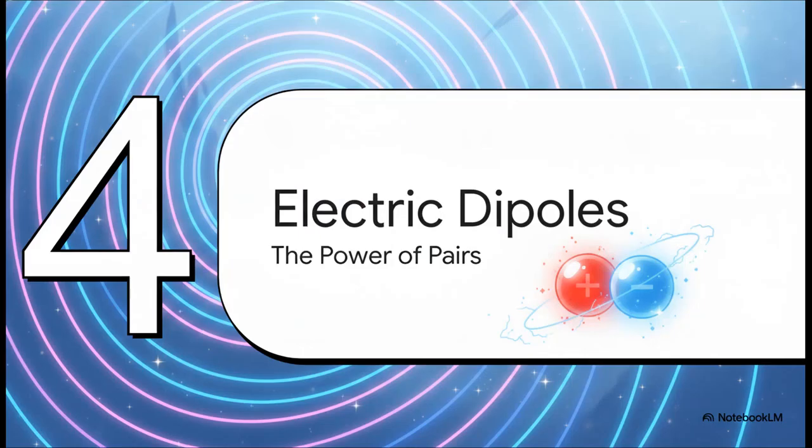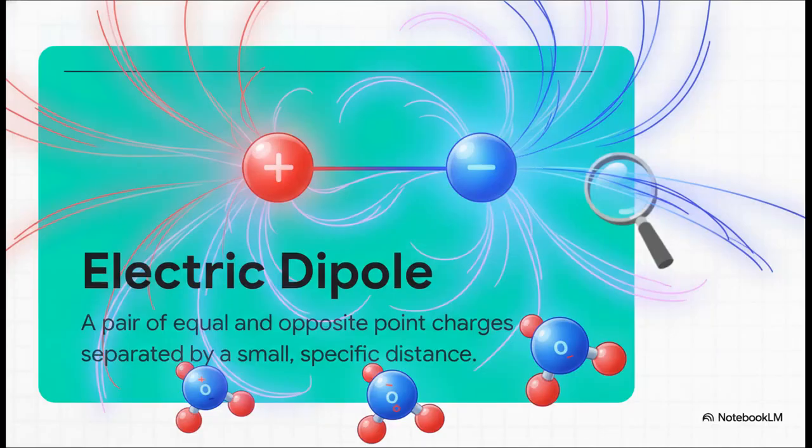Let's jump into Section 4, the power of electric dipoles. So, an electric dipole is simply a pair of charges, one positive, one negative, that are perfectly equal in magnitude, but separated by a small specific distance. Now you might be thinking, well, one is plus and one is minus, so wouldn't they just cancel each other out completely? And yeah, the total net charge is technically zero, but because there's physical space separating them, their individual electric fields don't perfectly cancel. Instead, they interact to create this highly unique and really powerful electric field of their own.